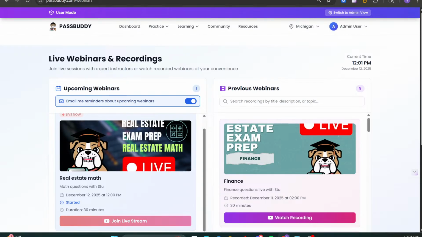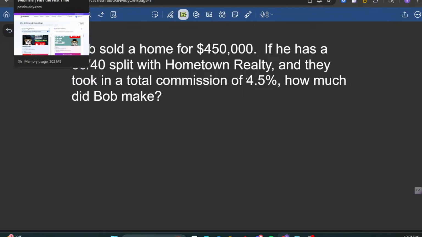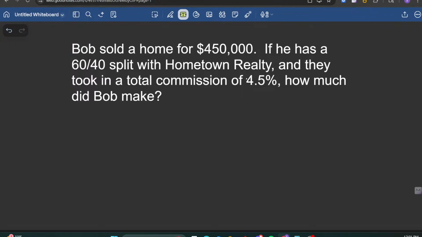But today is math, and I like writing math questions as we're going along. So what I'm going to do is have my math right up here, and then we'll bring in the handy dandy calculator when we need to. But let's take a look at this first question, and then we'll talk about some tips and tricks that will help you pass your real estate exam, especially the math section. So this first one says, Bob sold a home for 450,000. If he has a 60-40 split with Hometown Realty and they took in a total commission of 4.5%, how much did Bob make?